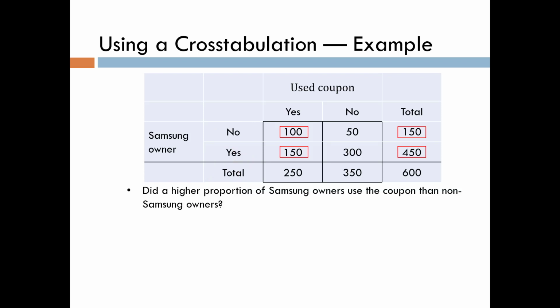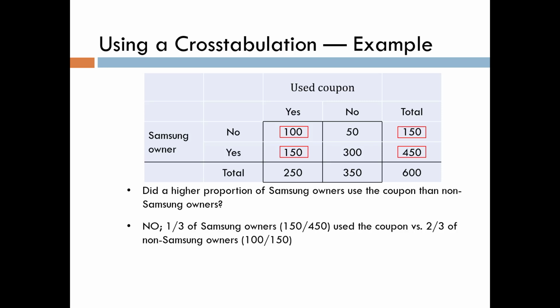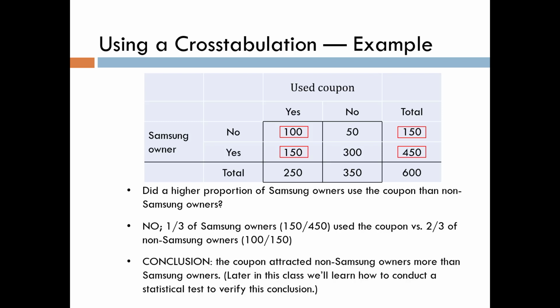The question to ask is not how many people in each group use the coupon, but did the proportion of people using the coupon differ in each group? In other words, did the probability of using the coupon differ in the two groups? This will remove the bias caused by the larger sample size in the Samsung owner group. We learned that 1/3 of Samsung owners, 150 over 450, used the coupon versus 2/3 of non-Samsung owners, which was 100 over 150. So we conclude that the coupon attracted non-Samsung owners more than Samsung owners.